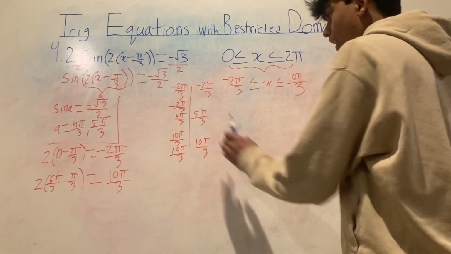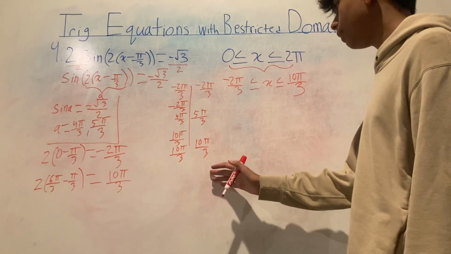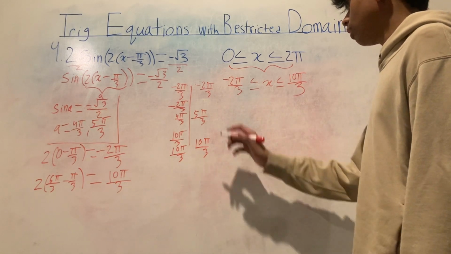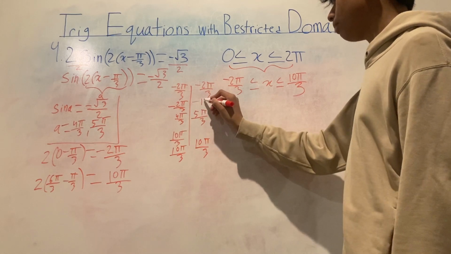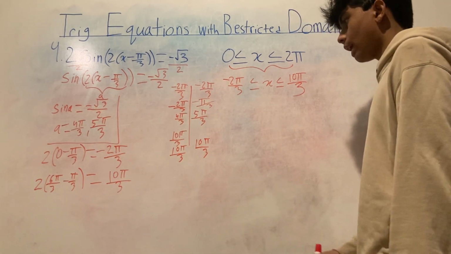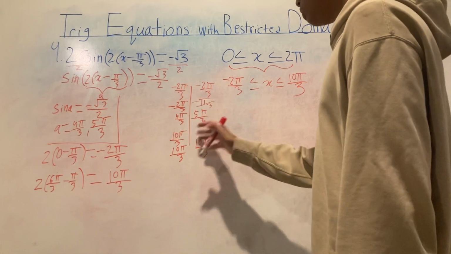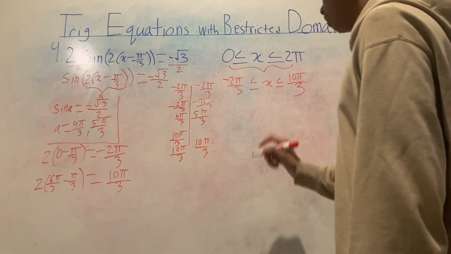Okay, now let's add 5 pi over 3. We're going to get 11 pi over 3, which is beyond the domain. So that's not an answer. And now if we subtract 5 pi over 3, we're going to get negative pi over 3, which is in the domain. And now we have to put all these x values into this function here to get our new answers.